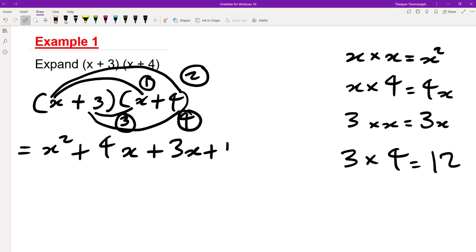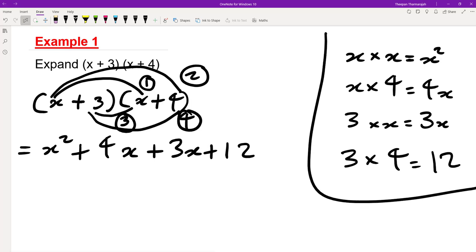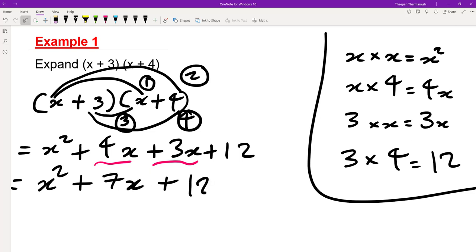So what we end up with is x squared plus 4x plus 3x plus 12. So then what we can do, we can simplify this down as we've only got 1x squared. But these two terms, 4x and 3x, will simplify to give me positive 7x. And then we get a plus 12.